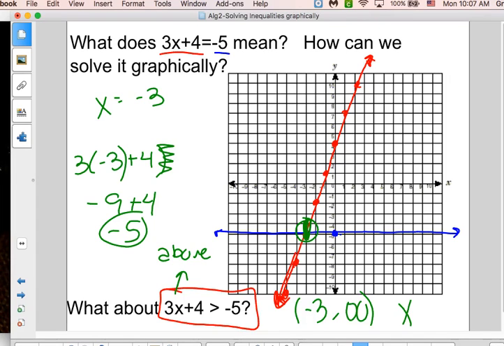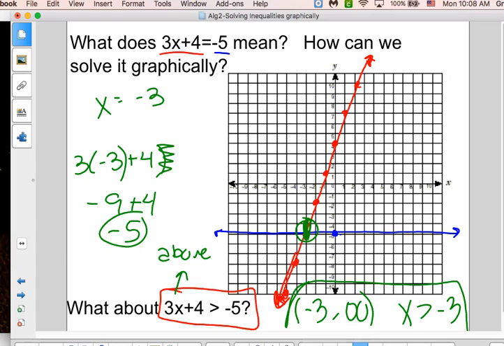So the inequality would be x greater than -3. As long as your x's are greater than -3, will that inequality be true? Greater than, since that's not equal. So there are two different ways to write your answer to when that graph is going to be above my other graph. You can still check your answers the same way. Someone give me a number greater than -3.